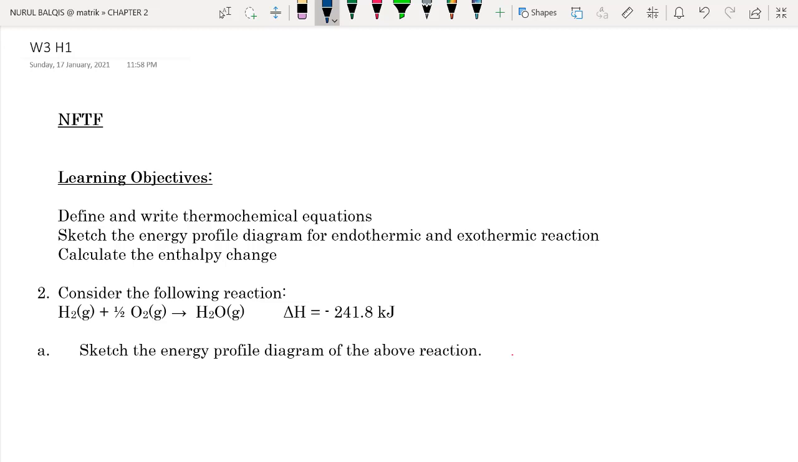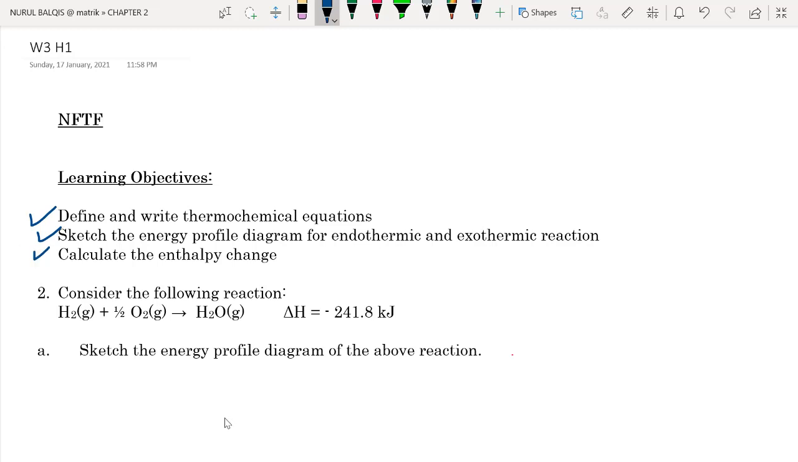In this video, we're going to discuss our first tutorial in Chapter 2 Thermochemistry, Week 3, Hour 1 for both NFTF and FTF questions. So at the end of this lesson, you should be able to define and write thermochemical equations, to sketch the energy profile diagram for both exothermic and endothermic reactions, and lastly, to calculate the enthalpy change.